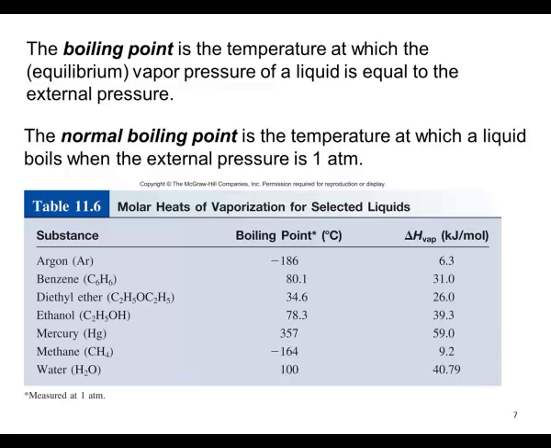The boiling point is the temperature at which the equilibrium vapor pressure of a liquid is equal to the external pressure. Don't confuse the boiling point with the normal boiling point. The normal boiling point is the temperature at which a liquid boils when the external pressure is 1 atmosphere. Here's a table of molar heats of vaporization for some liquids.